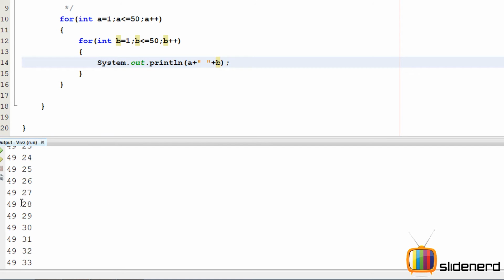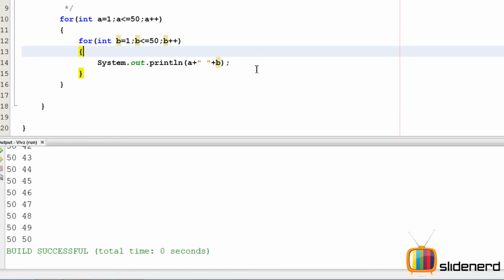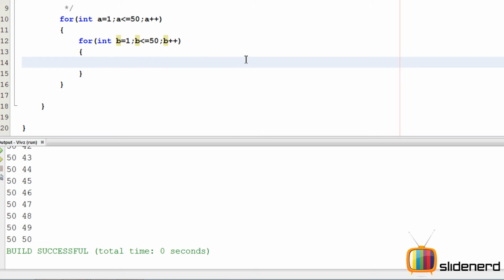A is 49 and goes all the way from 1 to 50, then A becomes 50, then again goes from 1 to 50, right? So with this being said, now things are very simple. All we need to do is add A square and B square and take the square root, right?